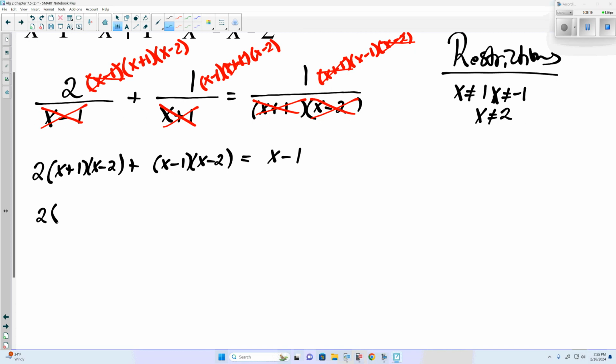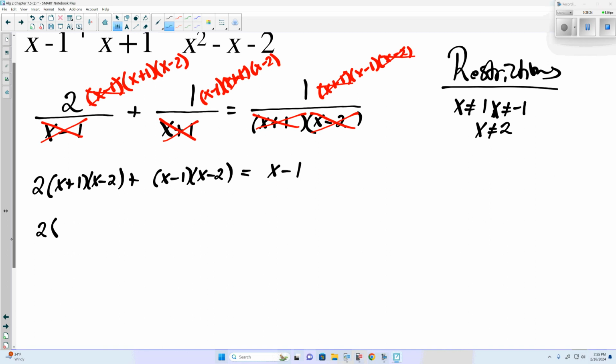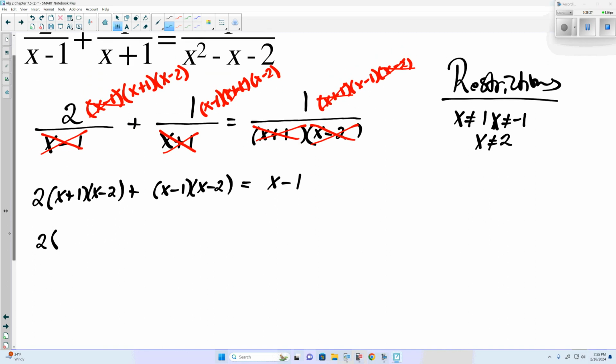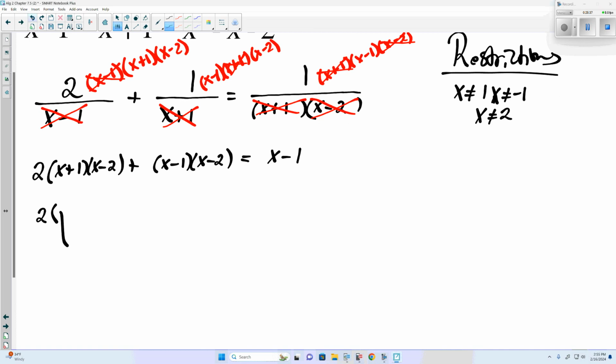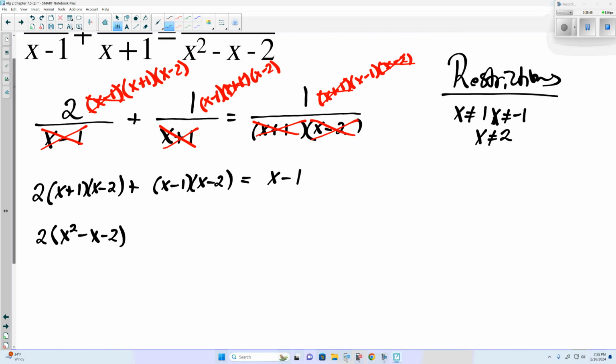Now we're going to need to do some distributing. First one we're multiplying is x plus 1 and x minus 2. Wait. That one's kind of nice, isn't it? Because what's x plus 1 times x minus 2 going to be? X squared minus x minus 2. Yes. Because, well, we got it from factoring in the beginning, yes?